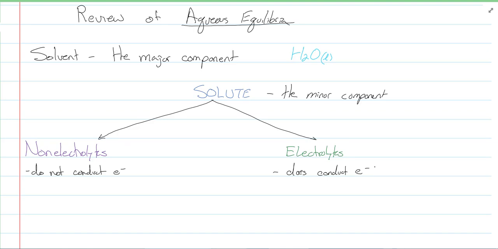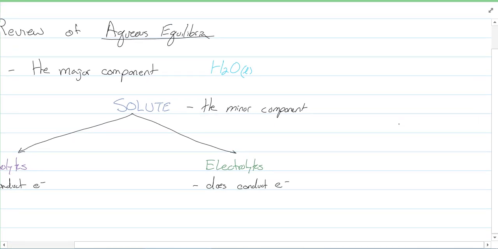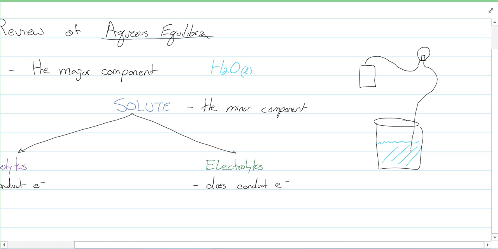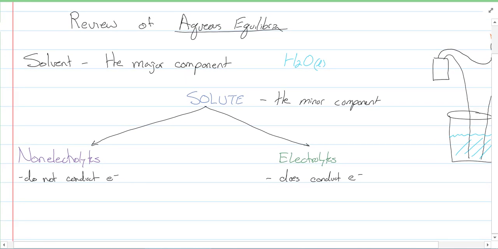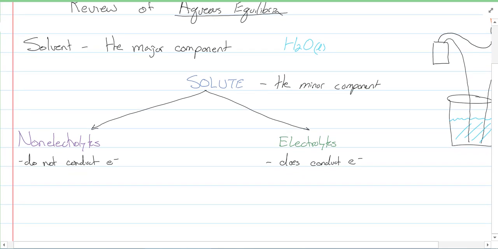So if you had a beaker, let's say, with a solution in there, you had a battery, and one terminal goes to a light bulb, and then we come in with the other terminal. Will this light bulb shine? The non-electrolyte, it will not shine. The electrolytes, it will shine.